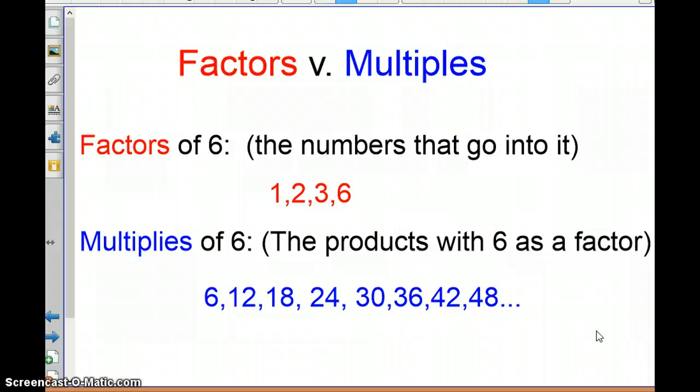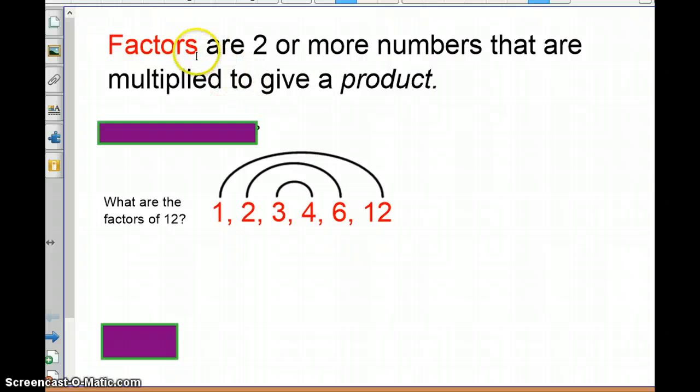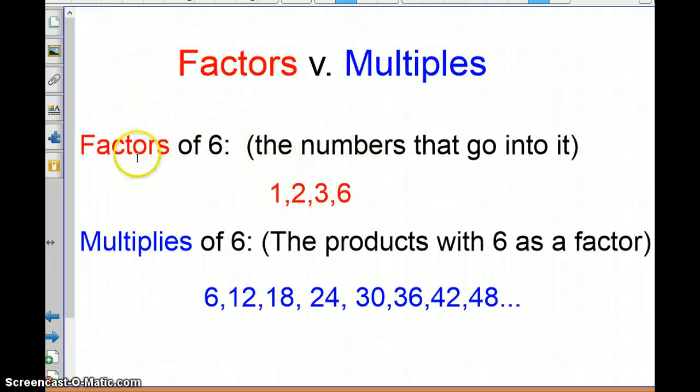We already studied factors this year, okay? If you recall, the factors are 2 or more numbers that are multiplied to give a product, okay? So if I asked you what are the factors of 12, we know that 1 times 12 is 12, 2 times 6 is 12, 3 times 4 is 12. So these are the only factors of 12. They're all the numbers that go into 12 or are multiplied to go into 12. Okay? So again, that's a factor, the numbers that go into it.